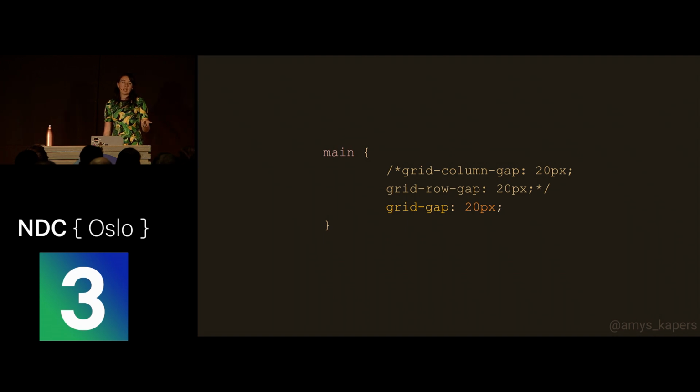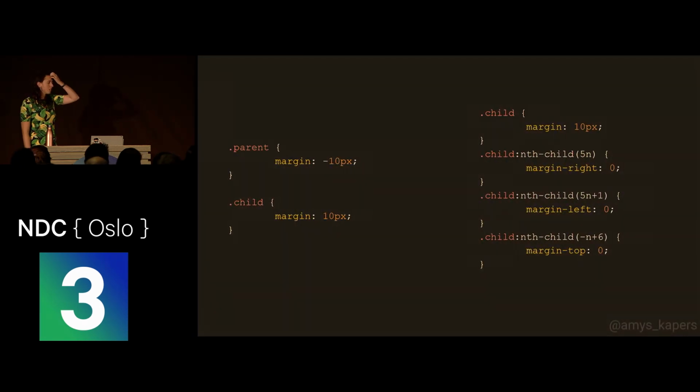But why is it better to use grid gap than, say, using a margin? Well, it's because margins end up looking like this. I have to put negative margins on the parent because otherwise all of the children are going to be in 10 pixels. And trust me, the designers will see. 1 pixel different, the designer will see it.